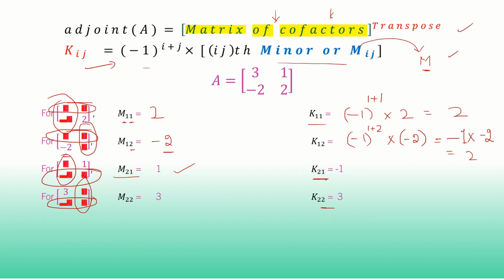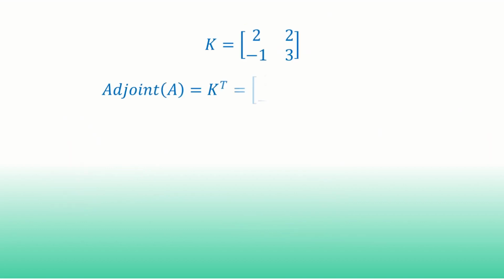We got all the elements, and here is our matrix of cofactors, which is ready. This is what we wanted. But our adjoint is the transpose of this matrix. That means I need to take the transpose. Let us take the transpose together. So that is the row which will become a column now, and here we go with the other one.